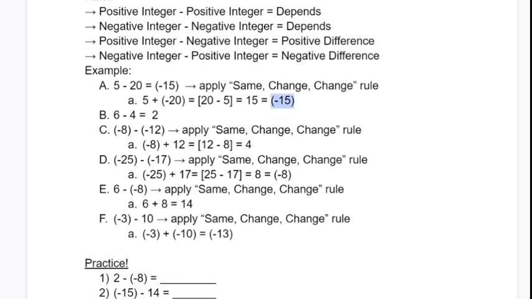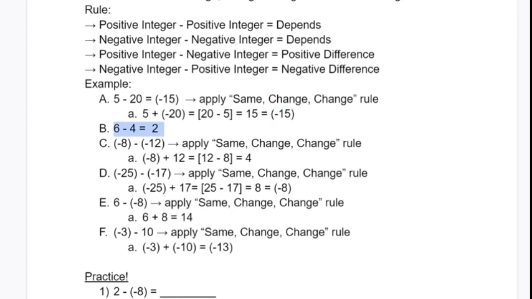6 minus 4, this is pretty straightforward. It's 2. So how we said a positive integer minus a positive integer depends. It's because in this case we had a bigger positive integer first and then a smaller one. So 6 minus 4 is 2. If it was 4 minus 6, then that would have been negative 2, because we had a smaller positive integer first, and then a bigger positive integer.